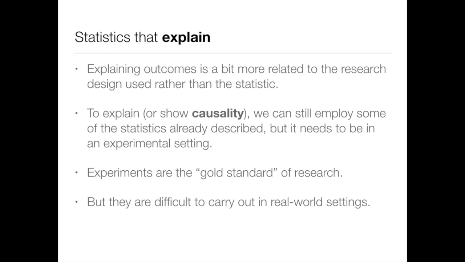And experiments are the gold standard of research, but they're difficult to carry out in real-world settings. So why do you think that might be? Well, some reasons are because of ethics reasons. It could be because you don't have access to certain individuals, because it takes a lot of time, because it's difficult to get it right. All of these things can add up to being pretty difficult to carry out experimental research, especially in real-world settings, so especially in organizations.